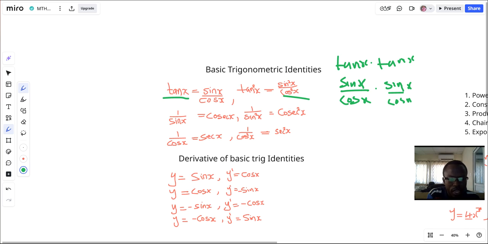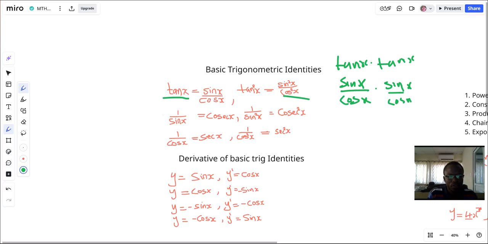Similarly, 1 over sin x is equal to cosec x. 1 over sin square x is equal to cosec square x. So these are just identities. When you are simplifying functions and you come across this, it is the same thing. You have to simplify it to this. When you come across sin over cos x, you have to simplify it to this. You come across this, simplify it, and so on.